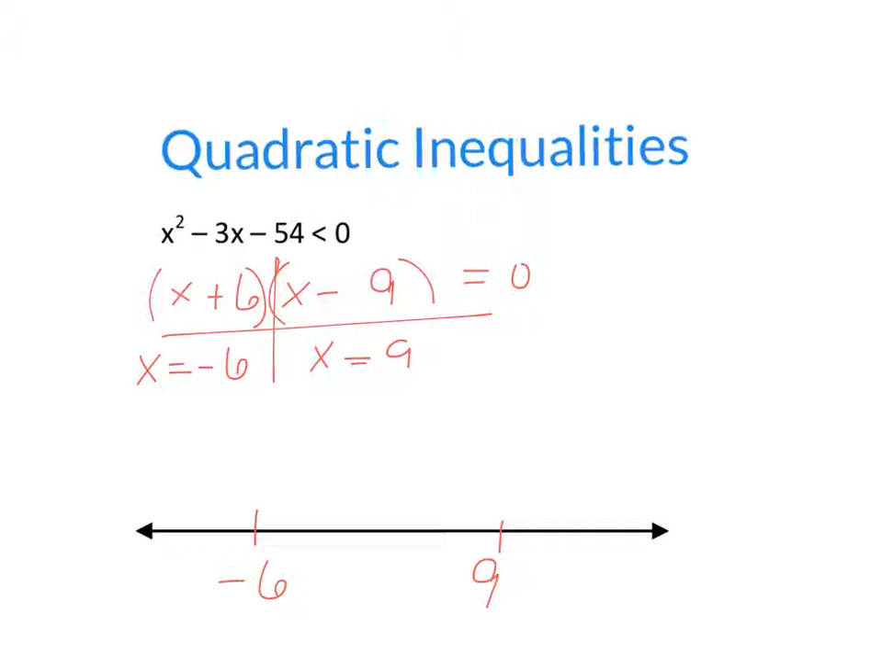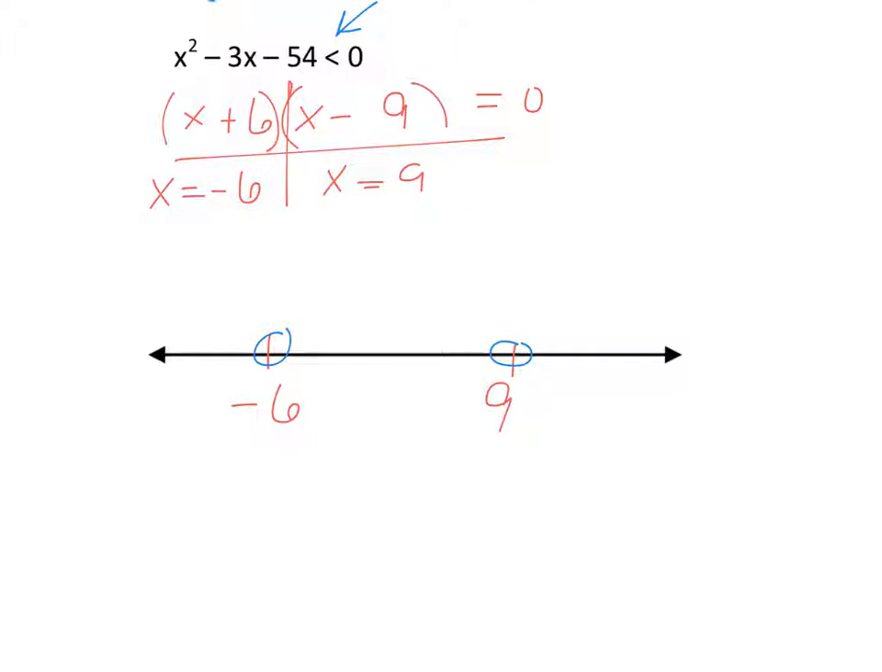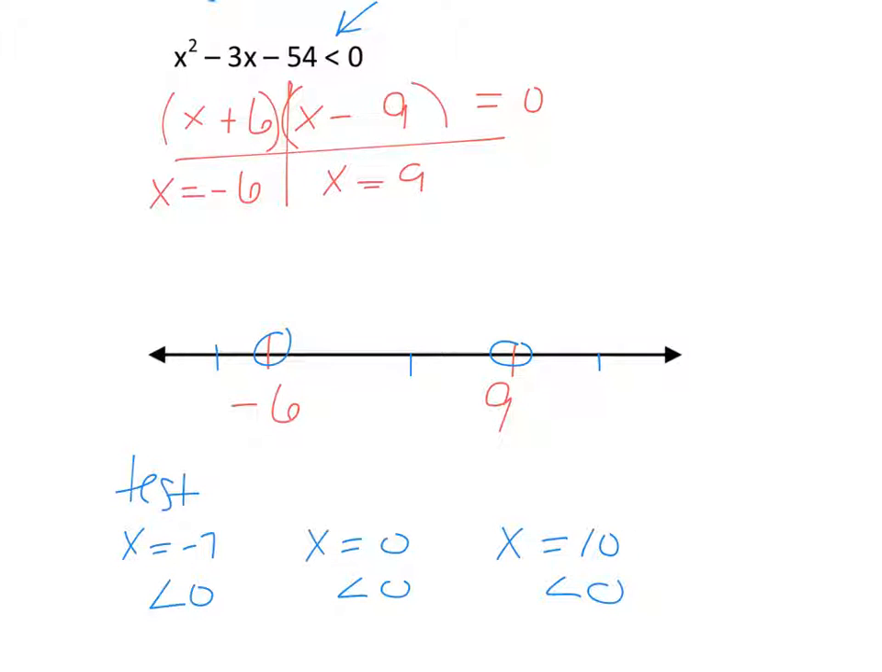I'm going to give these open circles because this is less than, and then I'm going to pick values to test. So I'm going to test x equals negative 7, x equals 0, and x equals 10. Those are values that are in between here. And I want them all to be less than 0 because that's what my problem has, less than 0.